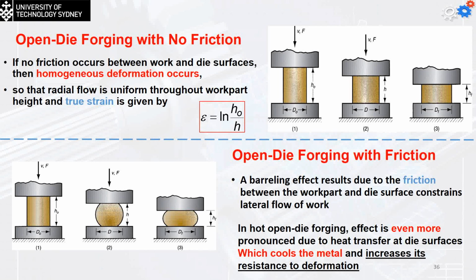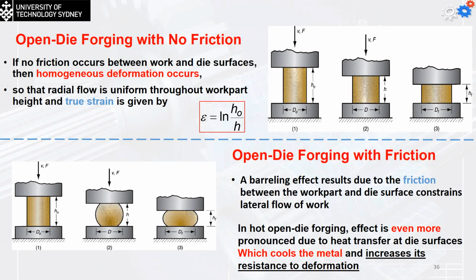In open die forging with friction, we're going to have barreling occur. That's real life. In this case, the effect is going to be even more pronounced due to the heat transfer at the die surfaces, which cools the metal and increases its resistance to deformation.